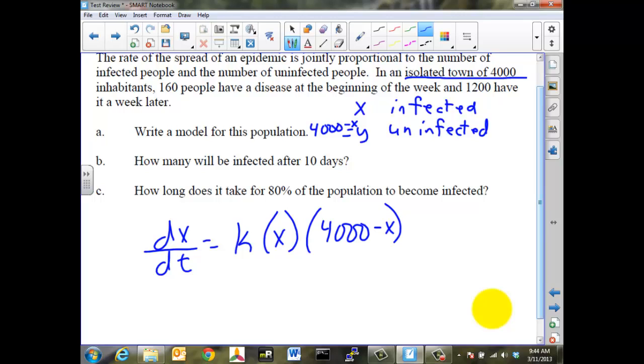Okay, there's 4,000 people in the town. Okay, the town's isolated. Nobody's coming in, nobody's going out. Oh, so if X are infected, then 4,000 minus. That's right. You either got it or you don't. So if X is infected, 4,000 minus X is the uninfected people. That makes sense. Okay? So I think that will work for us. What do y'all think?